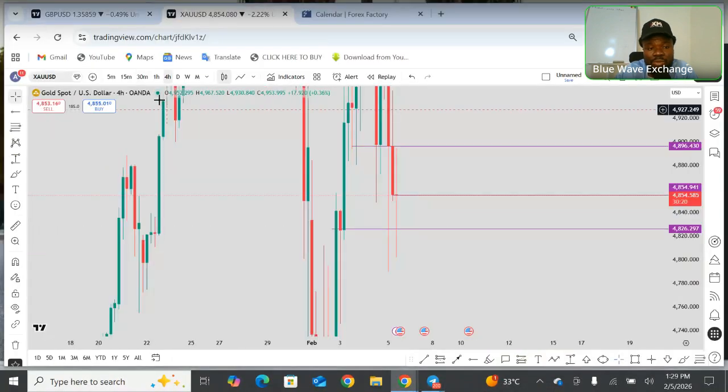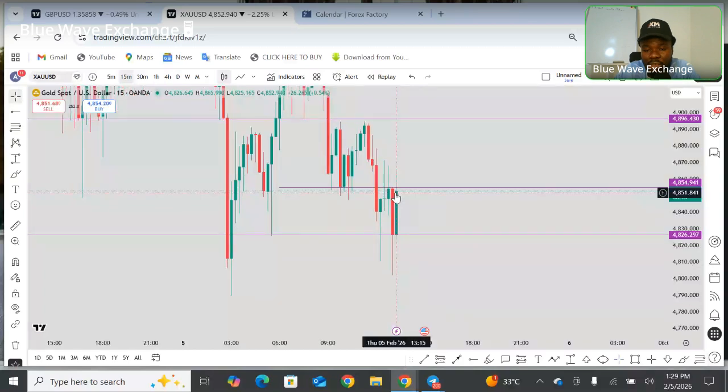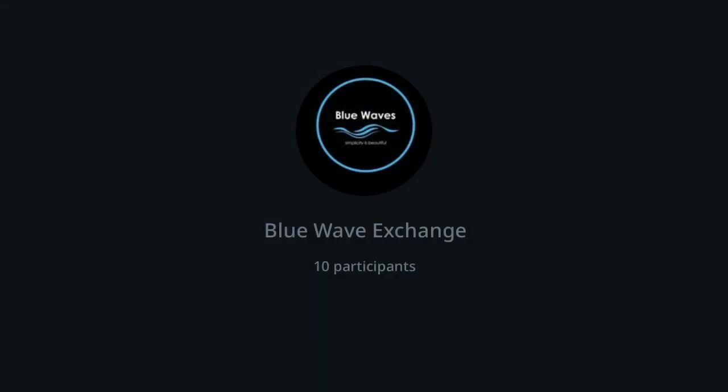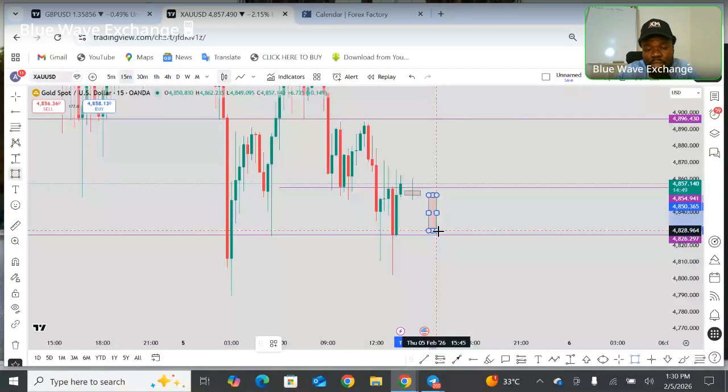Let me see the gold chart now. You see the way it has formed over here. At this point, we need a resistance to take a sell. If price creates a support like this, I'm hoping it's not going to be fast. If you get something like this, we can take a sell. Then you target this one.